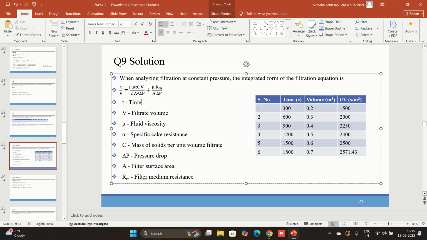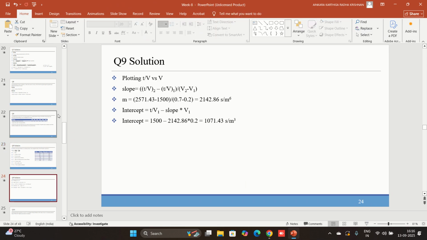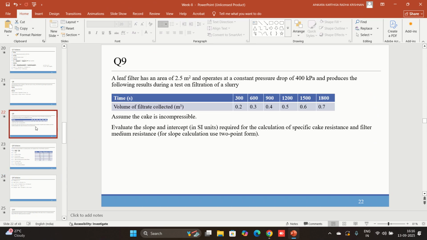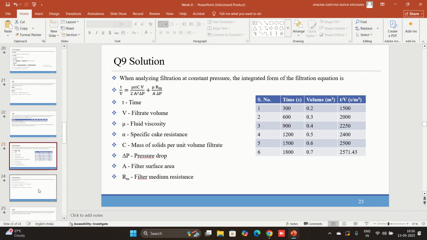Now what do we need to find? We need to find the slope and the intercept. So again, when we plot T by V versus V, we will get the slope and the intercept, and using that slope and intercept we can find the specific cake resistance and filter medium resistance, that is alpha and Rm.